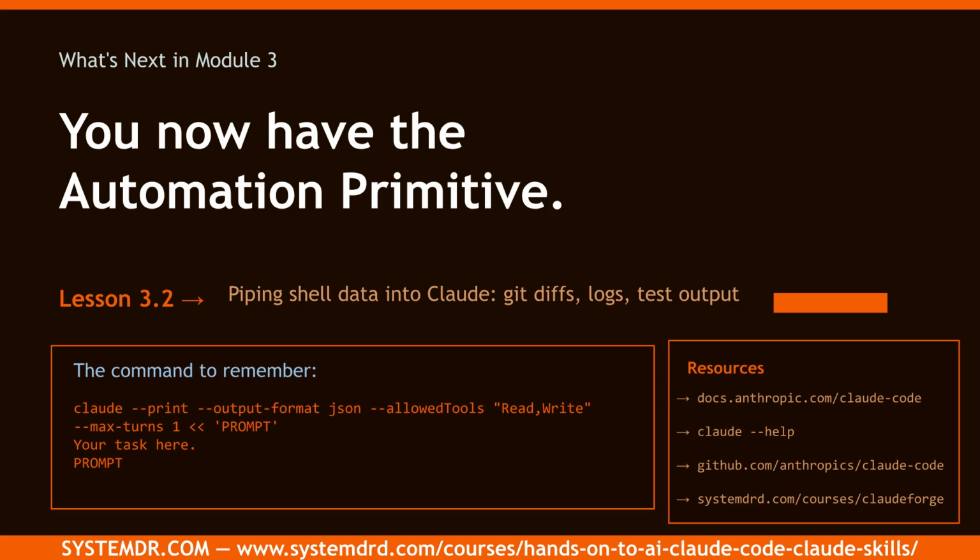Lesson 3.2 is next, piping shell data into Claude. Git diffs, test output, build logs, all of it can become structured prompt input for your single-shot calls. The architecture is identical to what we built today. Resources on the right if you want to go deeper before the next lesson.